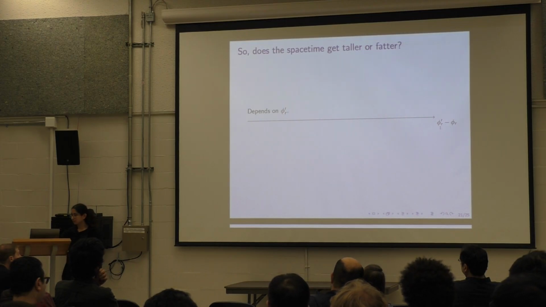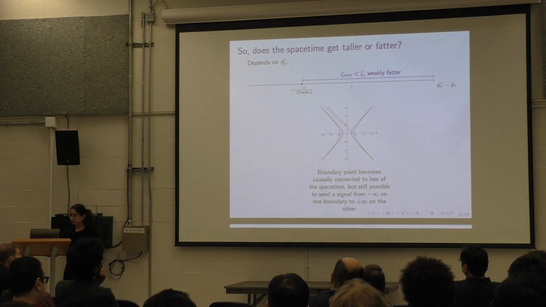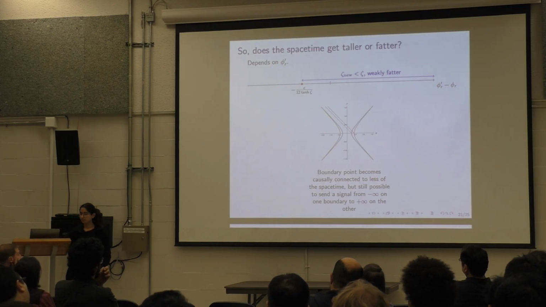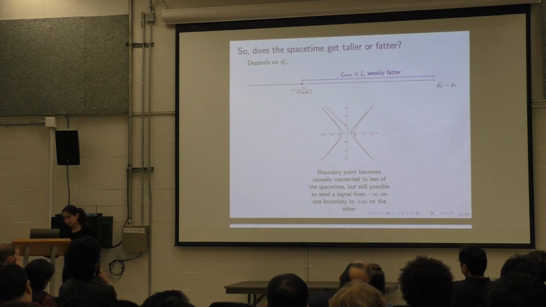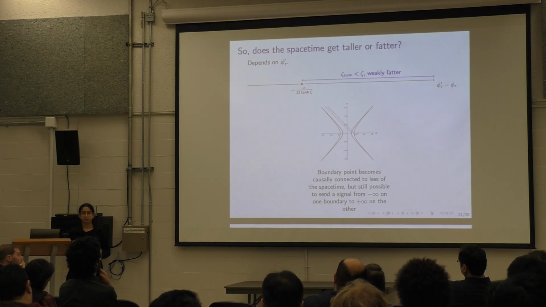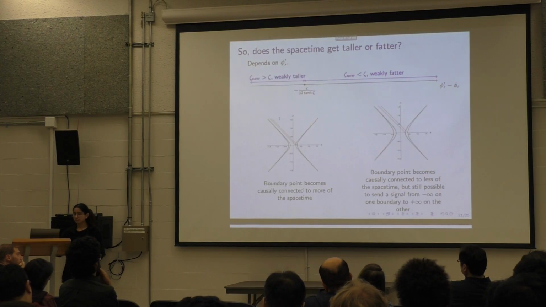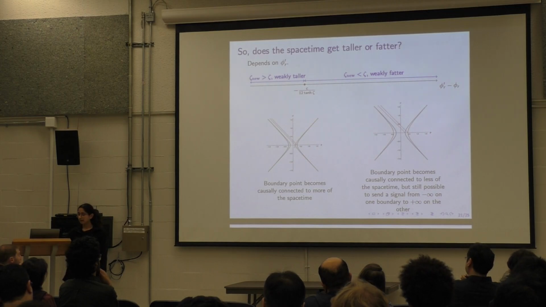So here I've pictured phi sub r prime minus phi sub r. And for this parameter being greater than this value, negative c over tau times zeta, the space-time gets weakly flatter. It just means that this boundary point becomes causally connected to less of the space-time. So in blue we have the original locations of the boundaries, and in orange we have the new locations. And as we can see here, the light cone of this point contracts compared to before. However, there are also regimes where the space-time gets weakly taller instead, which means that the light cone of some point on either boundary expands instead.